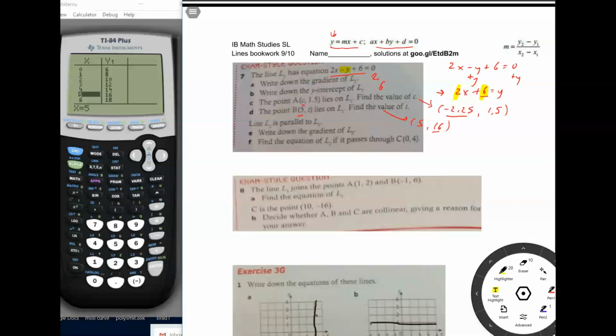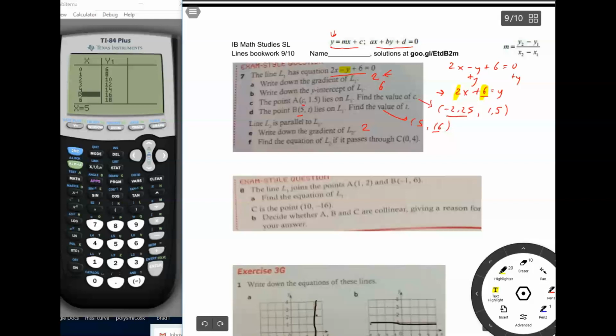Line L2 is parallel to L1. Write down the gradient of L2. Okay, so if L2 is parallel to L1, it must have the same gradient, which is 2. Find the equation of L2 if it passes through 0, 4.